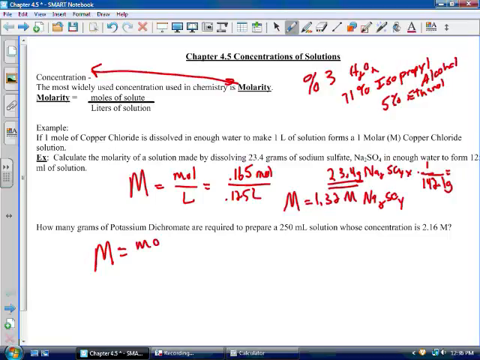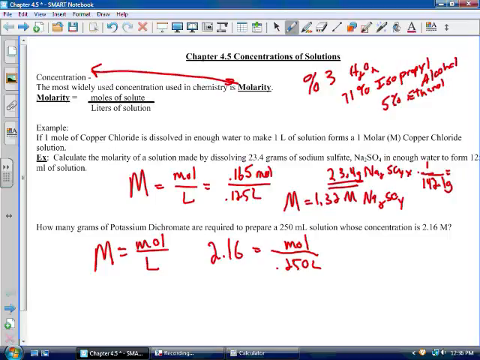So again, we start with the molarity equation. Molarity equals moles over liters. We plug in what we know. 2.16 is the molarity. 0.250 is the volume. And we can't find grams, but we can find moles. And once we find moles, we can figure out grams.